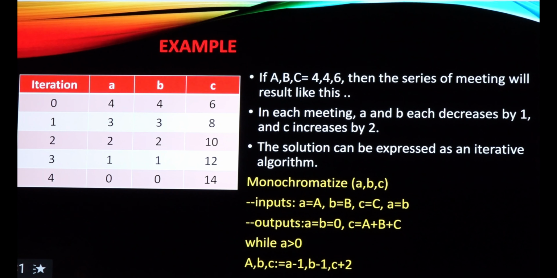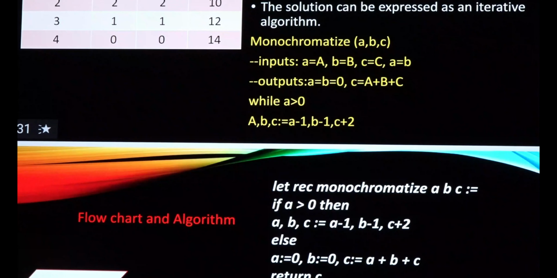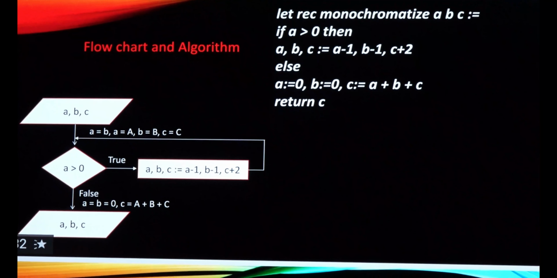The solution can be expressed as an iterative algorithm. Monochromatize(A, B, C). Inputs: A equals capital A, B equals capital B, and small c equals capital C, A equals B. Outputs: A equals B equals 0, C equals A plus B plus C. While A is greater than 0: A, B, C equals A minus 1, B minus 1, C plus 2. Now we'll see the flow chart.